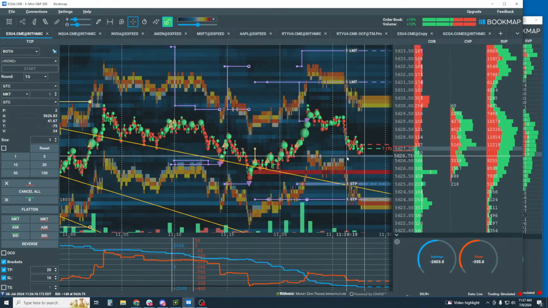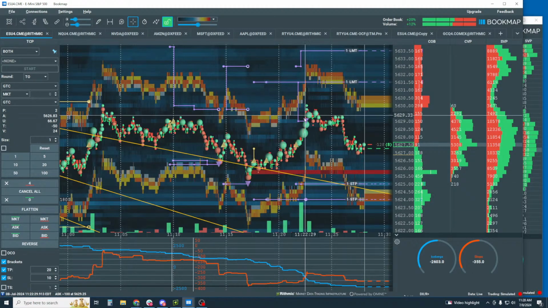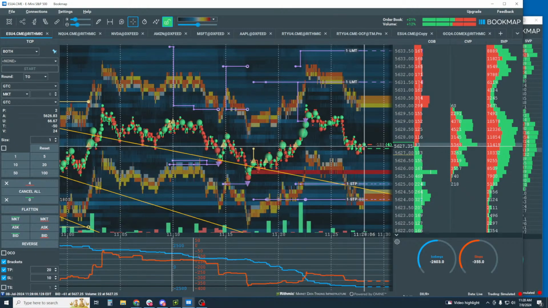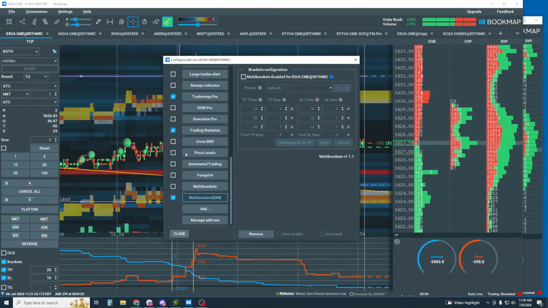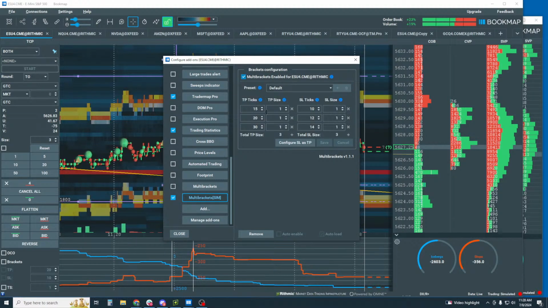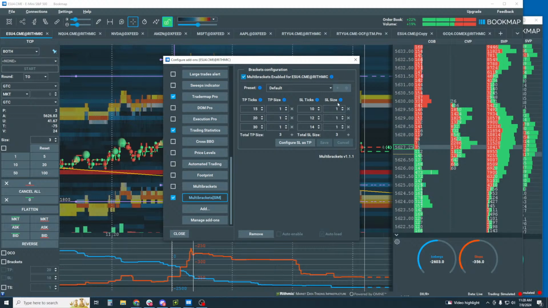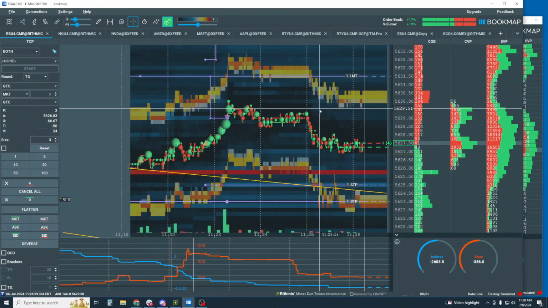Boy, this has been really kind of a slow session, guys. Anyway, it was good to go over the multi brackets, so you can use that in sim. Play around with it and trade from the chart here. It's pretty straightforward: you just need to select it, enable it, and then put in your take profits, your size, and your stop losses and size. That's it. It's really straightforward. Play around with it. I think you guys will enjoy that.